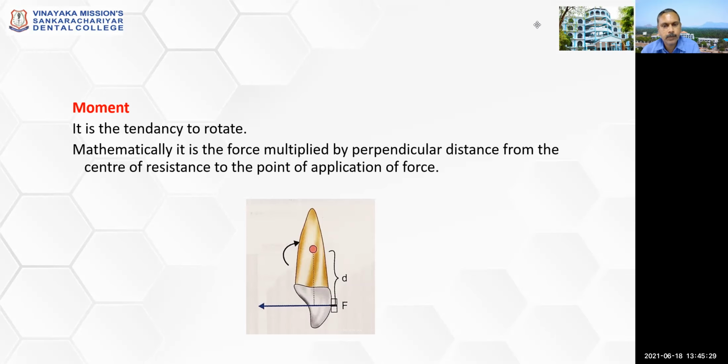For example, 100 grams of force or 25 grams of force or 30 grams of force applied to the tooth with a distance of 10 millimeters. 10 millimeters into 25 is 250 gram millimeters of force. If it is 30 grams of force, it is 300 gram millimeters of moment. That is what is created. I have told you force, but this is moment. Moment is force multiplied by perpendicular distance.